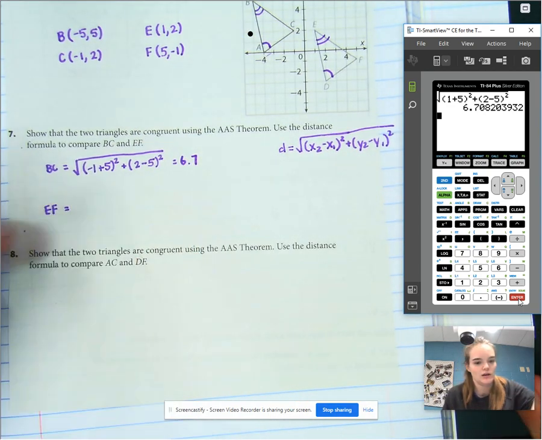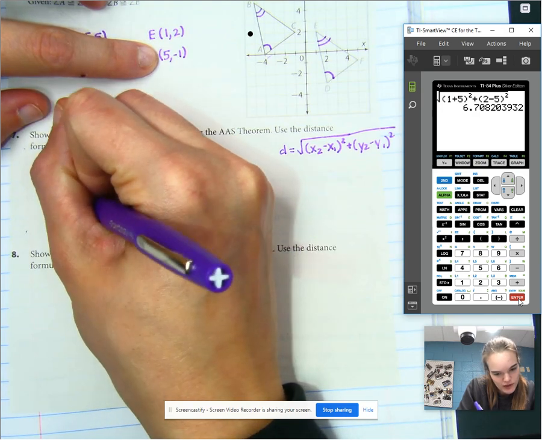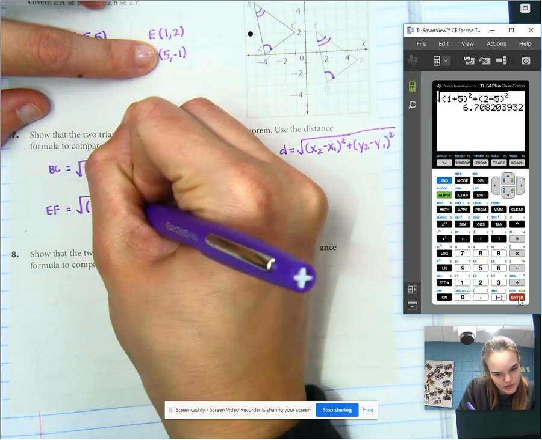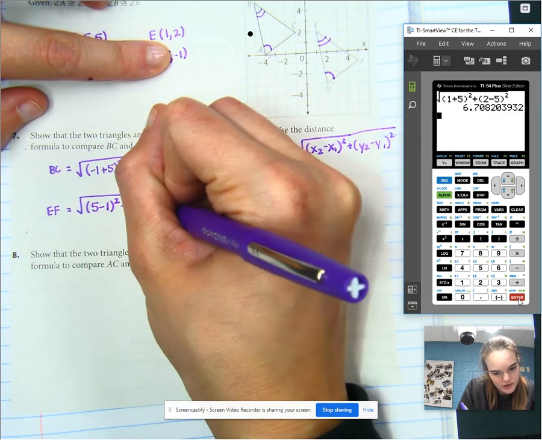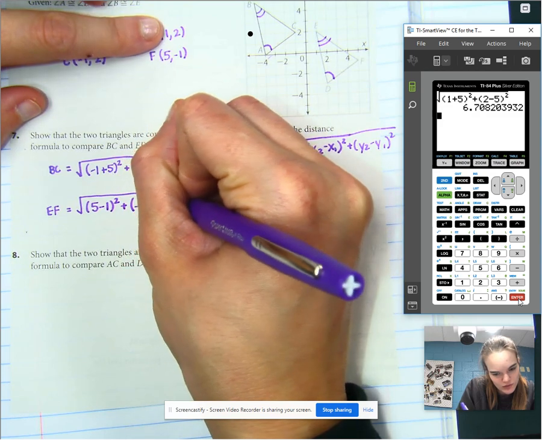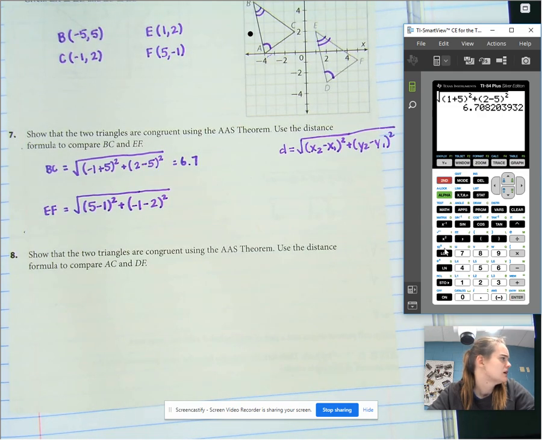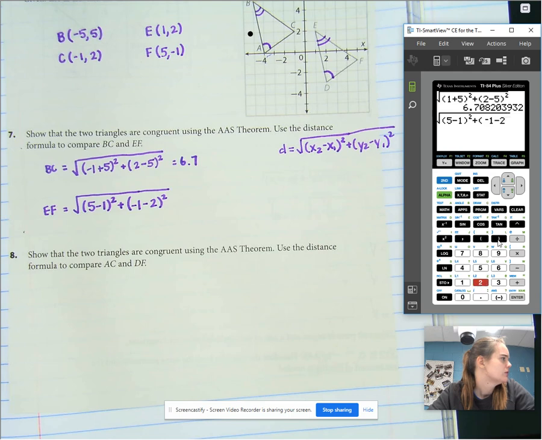Okay, now let's find EF. Distance formula is x2, so 5 minus 1 squared plus -1 minus 2 squared. Okay, again, I'm going to type it in. Second x squared, 5 minus 1 plus -1 minus 2 squared. And that is 5. Did I do that right?